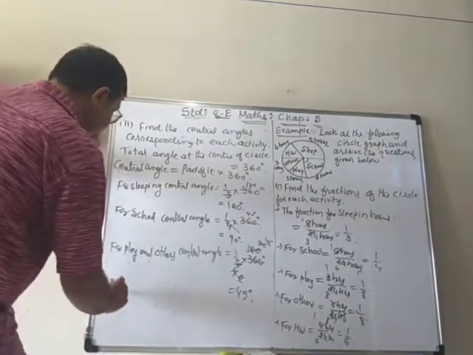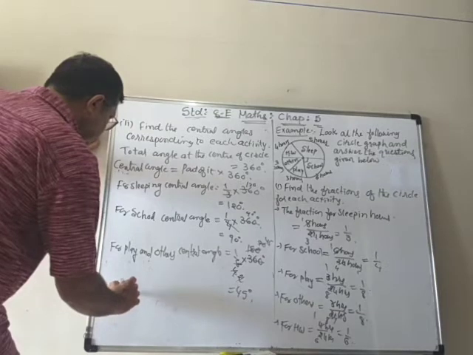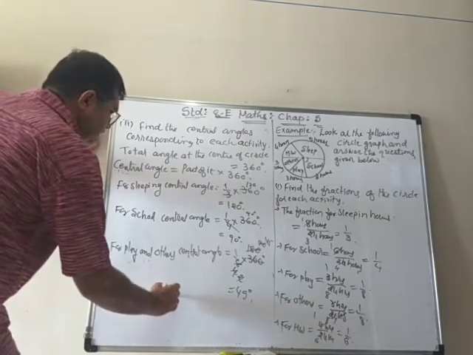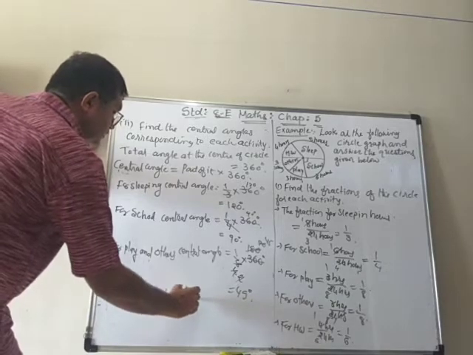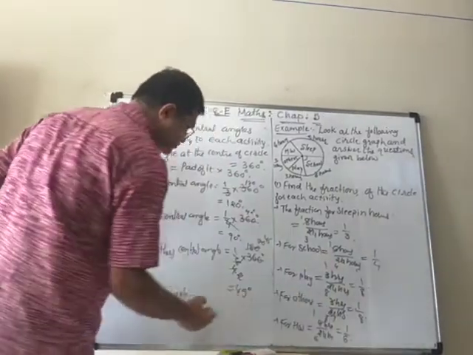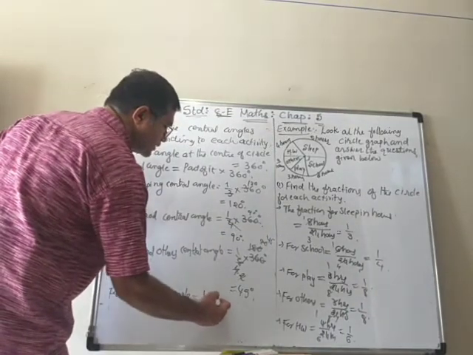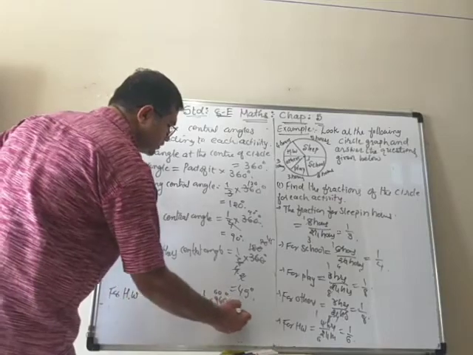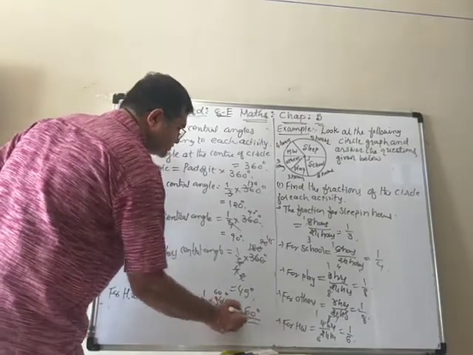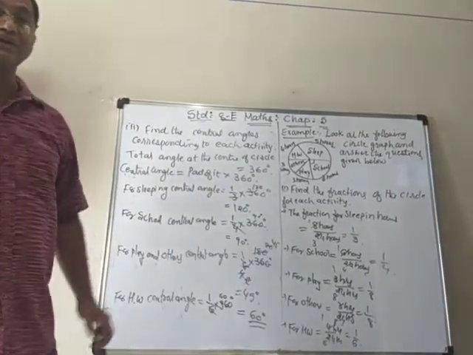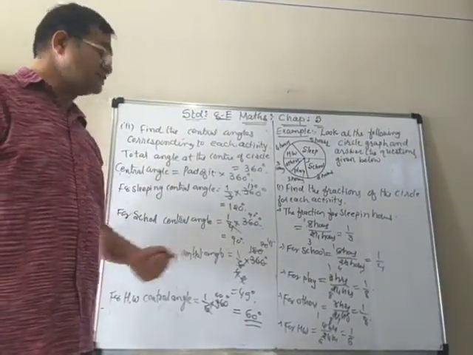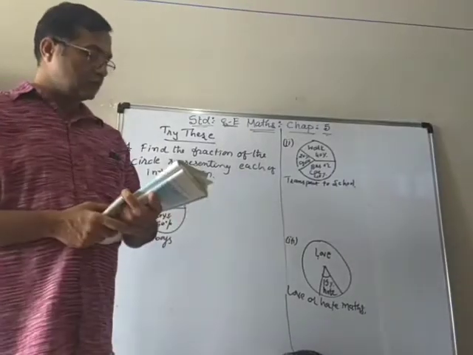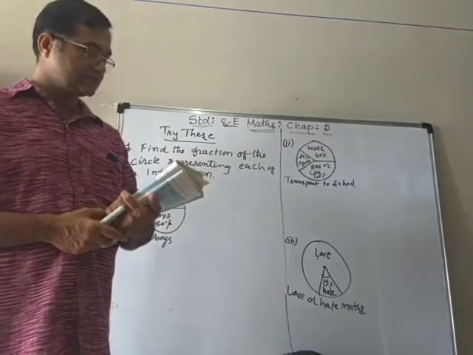And lastly, for homework, the central angle. So for homework, the part is 1 by 6 multiplied by 360, 6 6s are 36. So the last angle is 60 degrees. Like this we can find the central angles of each activity. We will do try this.